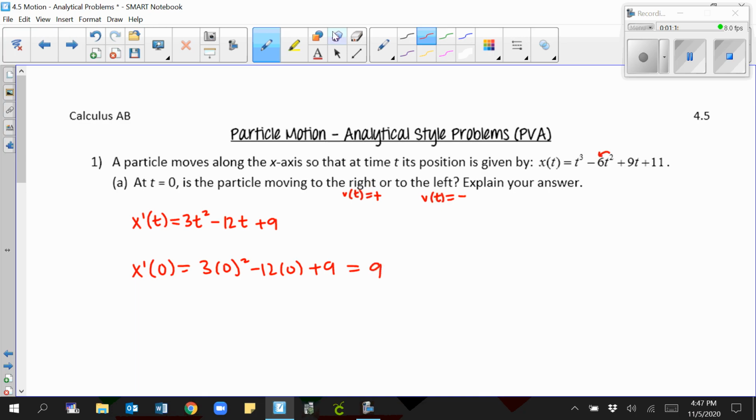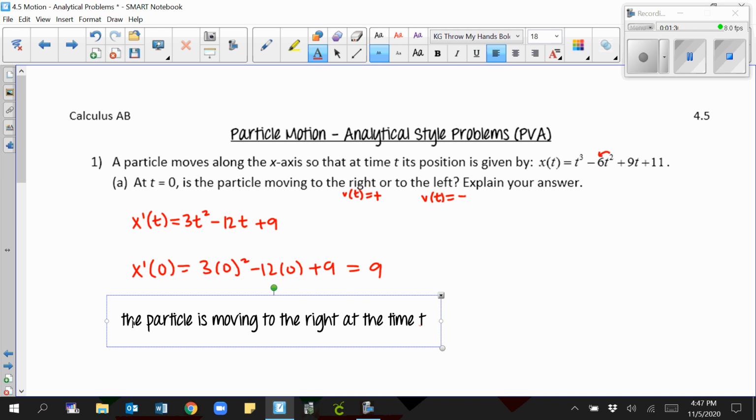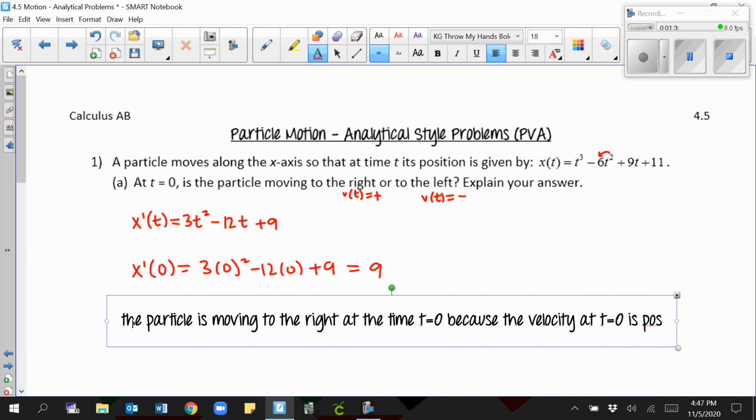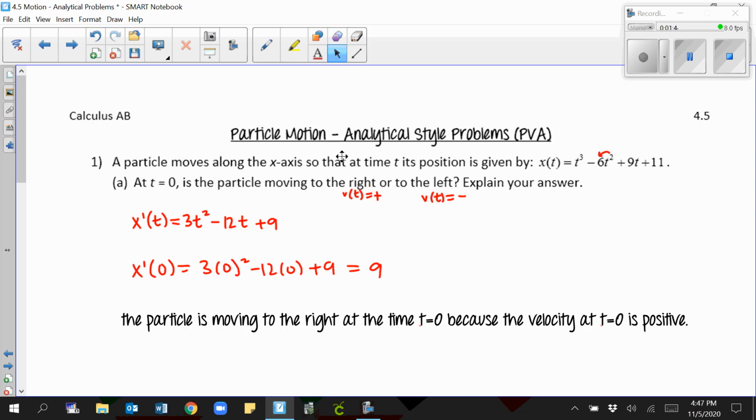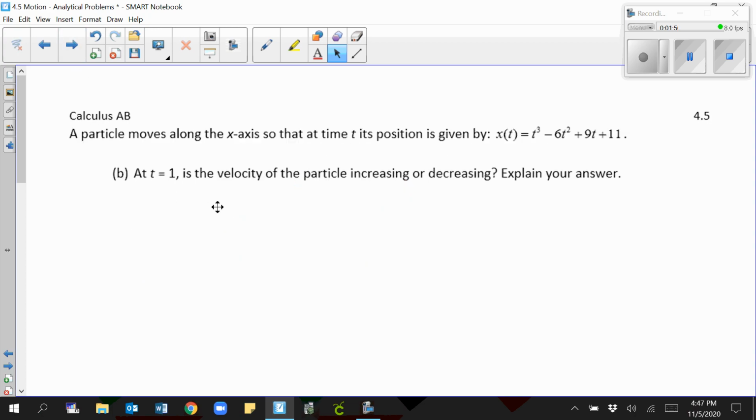So I can say, I'm going to type it out for you guys. The particle is moving to the right at the time t is equal to 0 because the velocity at t equals 0 is positive. So there is number 1, part A. Let's look at part B.